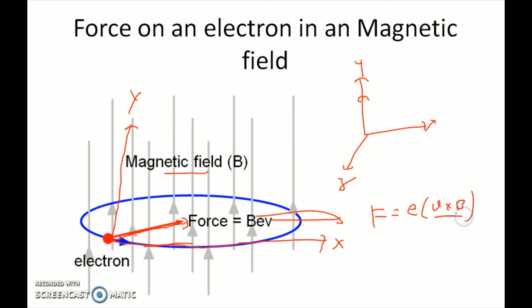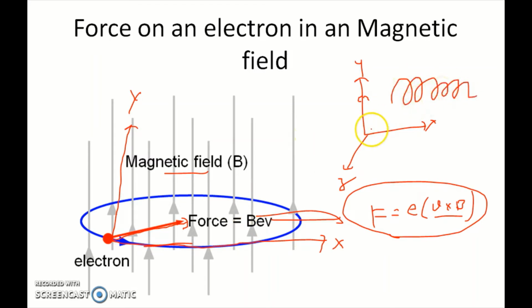Why are we taking cross multiplication here? Because both the velocity of the electron and the magnetic field are perpendicular to each other. So that's why we are taking v cross B. It is the force acting on an electron in the magnetic field, but in the magnetic field the electron moves in a circular direction. See here, it's in a circular direction, or sometimes it moves in a helical direction also.